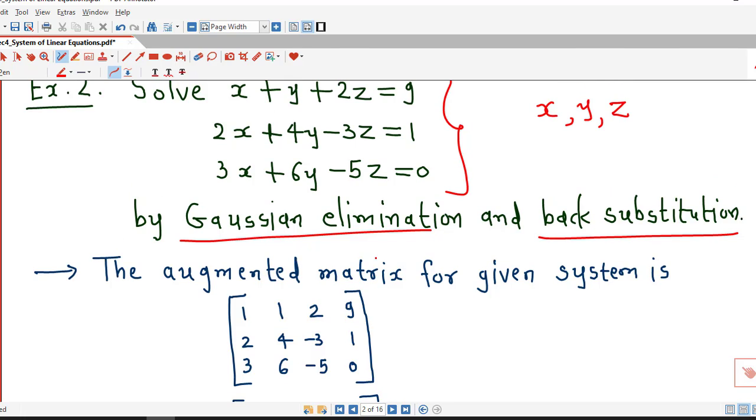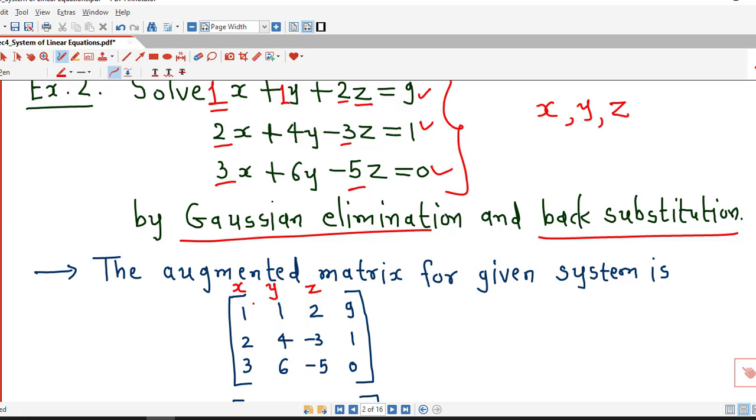First column corresponds to coefficients of x, which are 1, 2, 3. Second column corresponds to coefficients of y, which are 1, 4, 6. Third column corresponds to coefficients of z, which are 2, minus 3 and minus 5. And the last column corresponds to constants on the right hand side, which are 9, 1, 0.